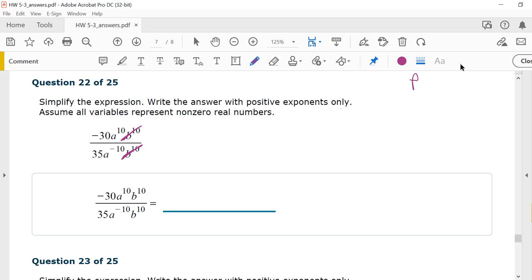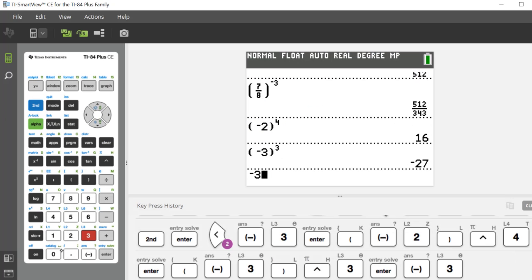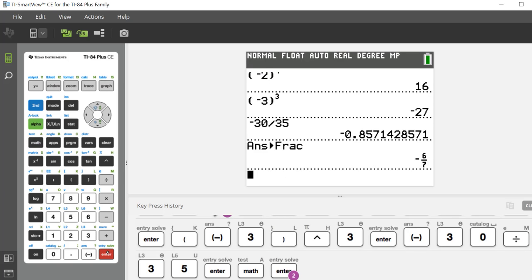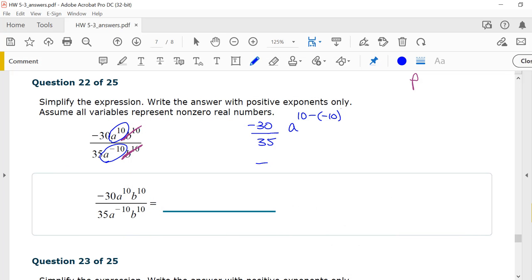b to the 10 over b to the 10, those cancel. Okay, let's talk about the number. Negative 30 over 35. Then I have a to the 10 over a to the negative 10. That's going to be a to the 10 minus negative 10. So what's negative 30 over 35? That's negative 6 over 7. And then a to the 10 plus 10 is a to the 20.